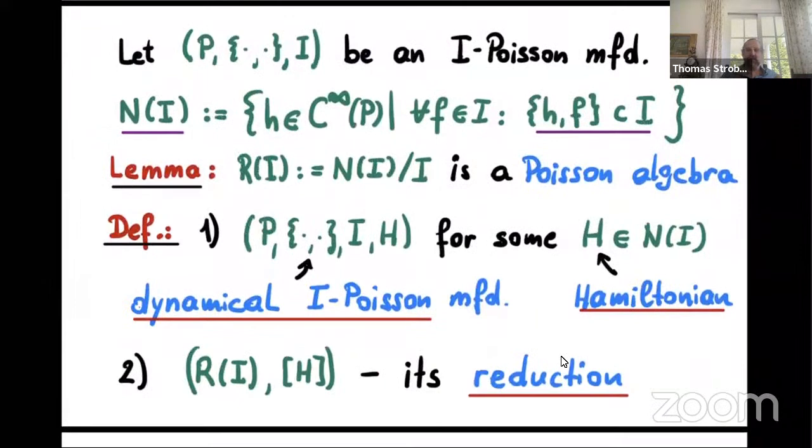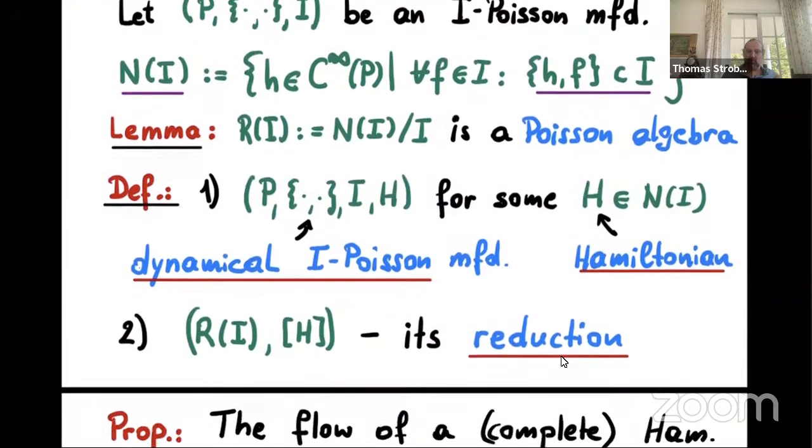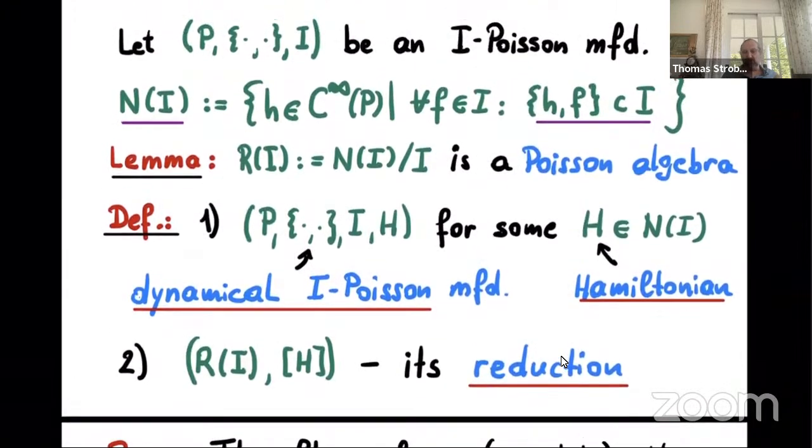So let's look again now at the more general setting with this I-Poisson manifold. Let's define this normalizer. These are functions on the Poisson manifold, such that for any function in the ideal, this Poisson bracket stays in the ideal. It is quite easy to see by the Leibniz rule of the Poisson bracket that this becomes a Poisson algebra.